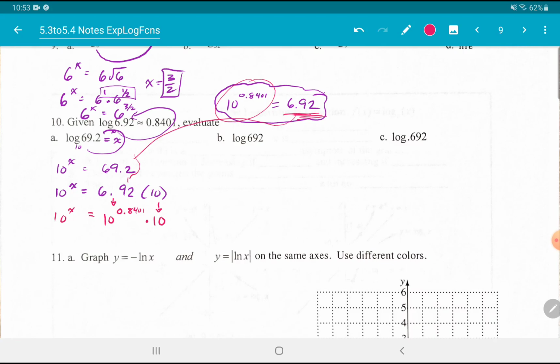Okay. So now we have 10 to the power of x is equal to, what do we do with these exponents? We can add them up. So we have 10 to the power of 1 plus 0.8401, or 1.8401, and that actually just shows us what our answer is, that x is equal to 1.8401.